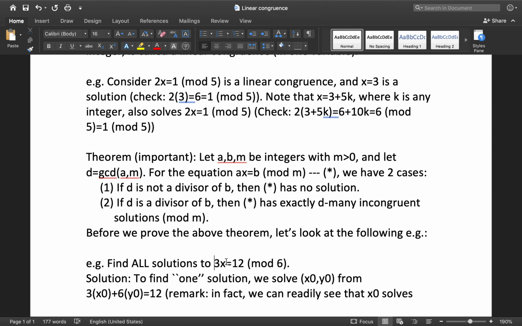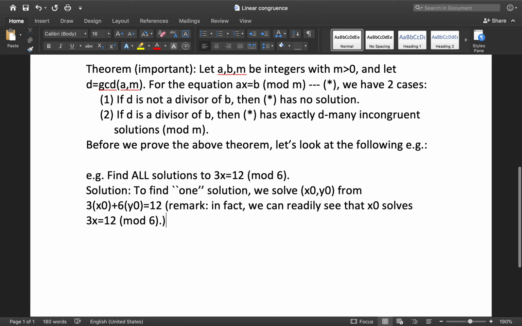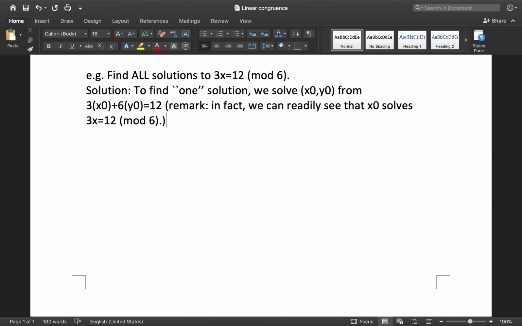Let me just copy and paste, I don't want to type. You can check it very easily, because after you take the congruence modulo 6, that 6y0 is just gone, because it's a multiple of 6. So that's why 3x0 must be congruent to 12. Now a more reasonable way to solve the problem is to first solve the linear Diophantine equation. Now, how can you get this 3x0?